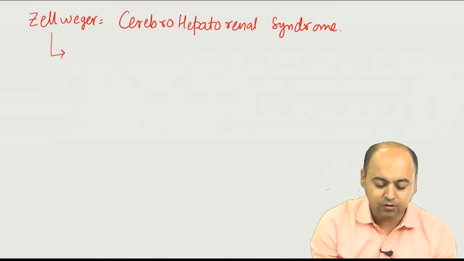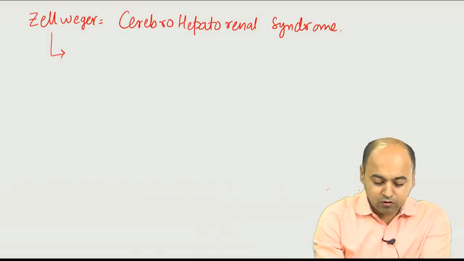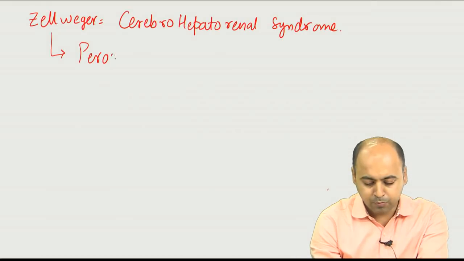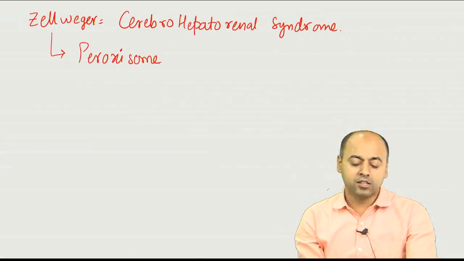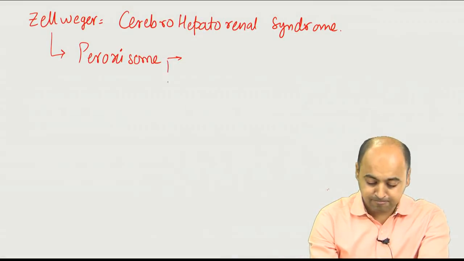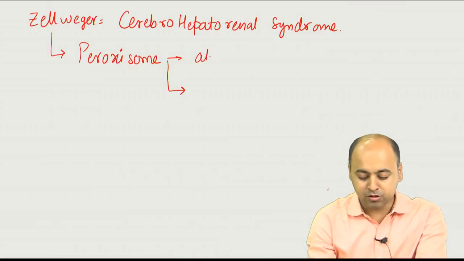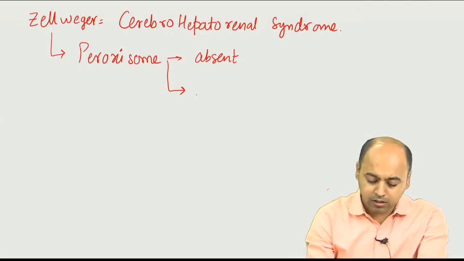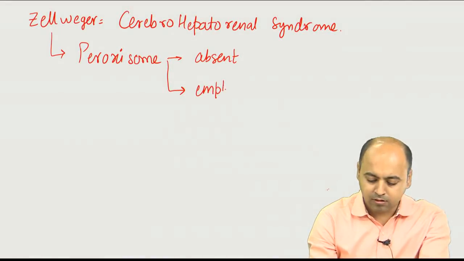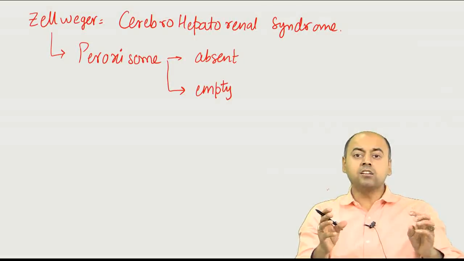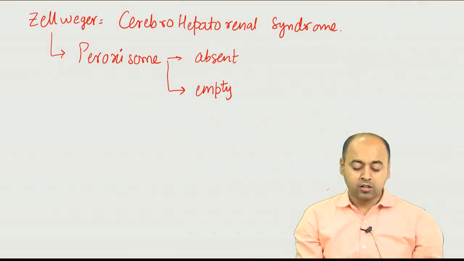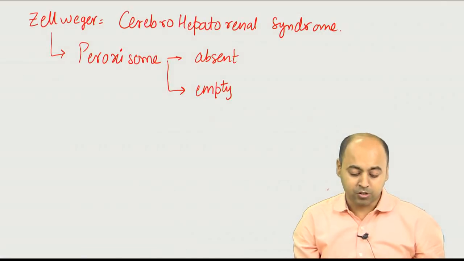Second part about the Zellweger syndrome, defective organelle is the peroxisome. There are two possible defects. Either the peroxisome is absent, it is not there, or it is empty. Meaning the structure of peroxisome is intact, but the enzymes which should be there inside the peroxisome are missing.